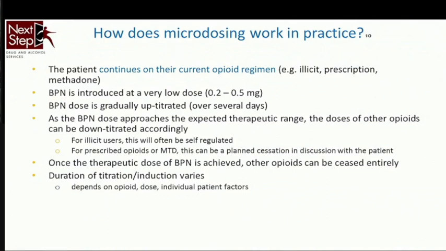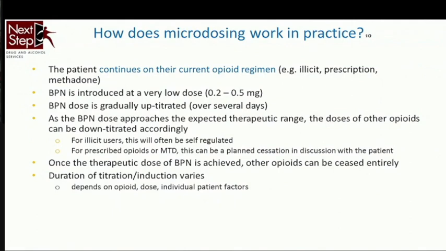For illicit users, once you get buprenorphine to a therapeutic range, you can very quickly reduce the dose of the other opioid or essentially just stop it altogether. If it's an illicit opiate, patients will tend to reduce it themselves, or if it's methadone, then it's a prescribed reduction. Once the therapeutic dose of buprenorphine is achieved, you can just stop the other opioid. Now the duration varies. I must say the studies so far have been primarily case reports. They've varied between 3 days to about a month, a month obviously being in an outpatient setting.